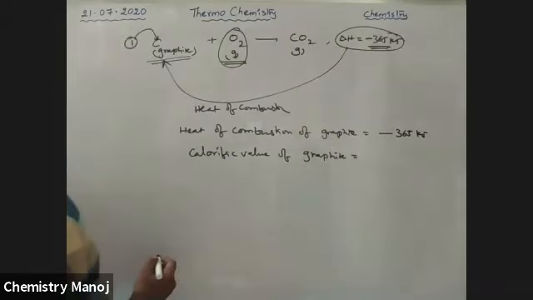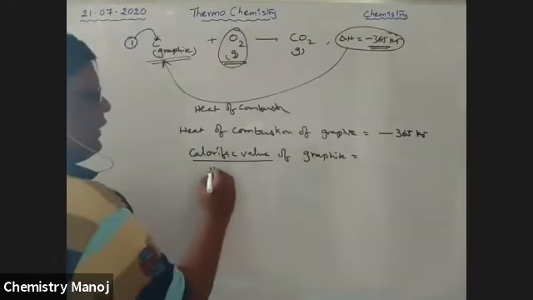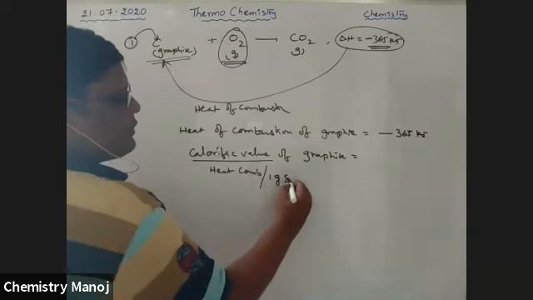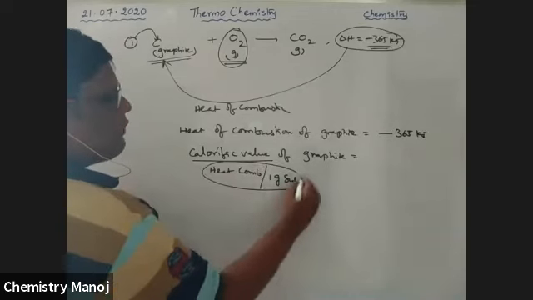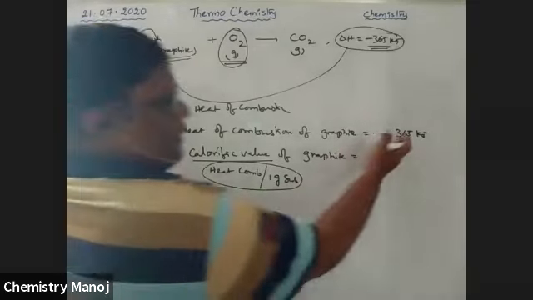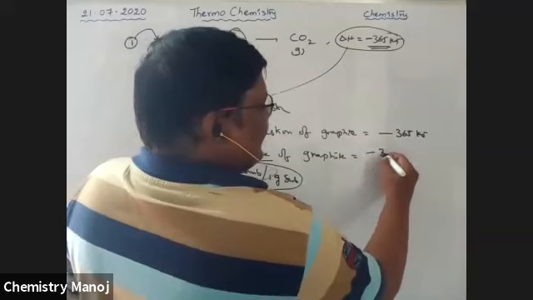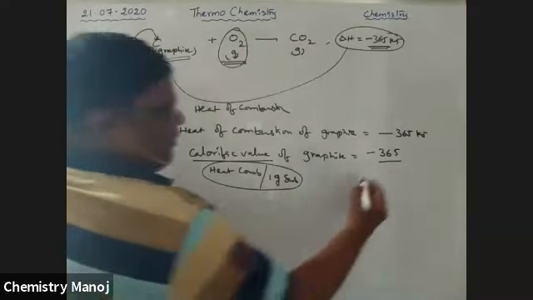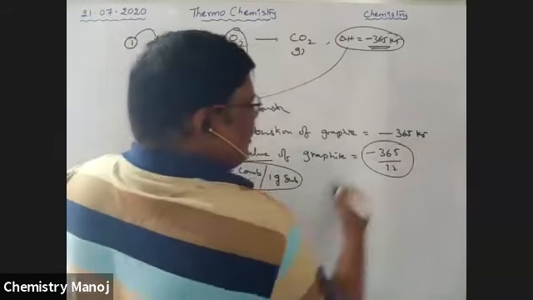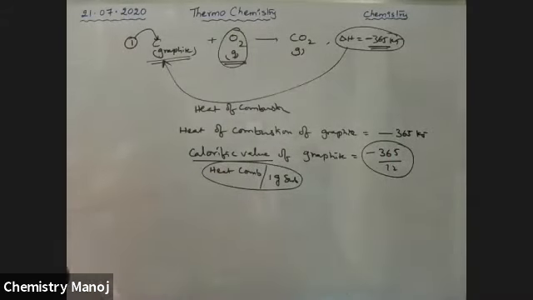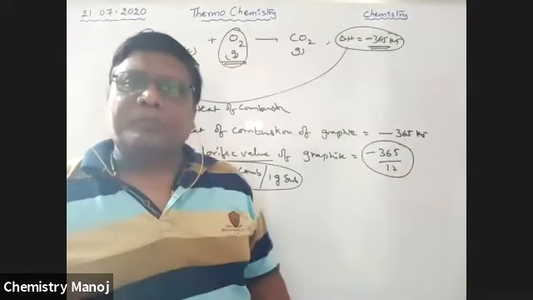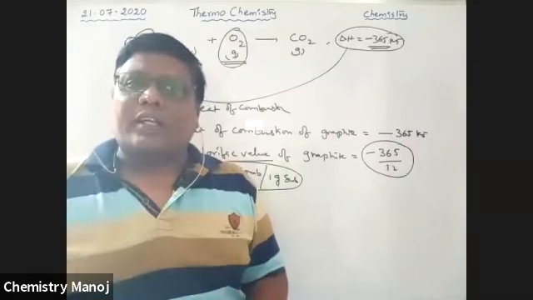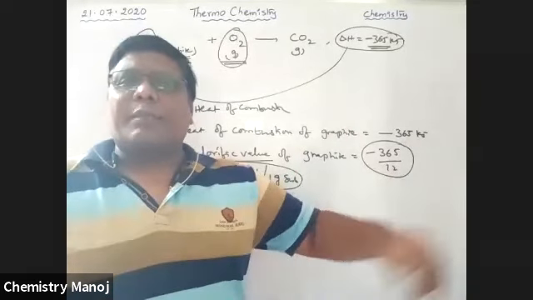Now, the calorific value of graphite is the heat of combustion per 1 gram of substance. This minus 365 is the heat of combustion for 1 mole, divided by the atomic weight of graphite, which is 12. This gives the calorific value of graphite. So per gram of the substance is the calorific value, and per mole is the heat of combustion of that substance.